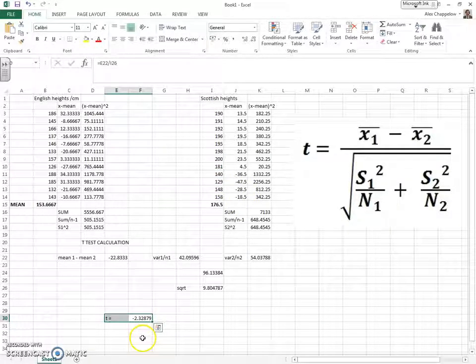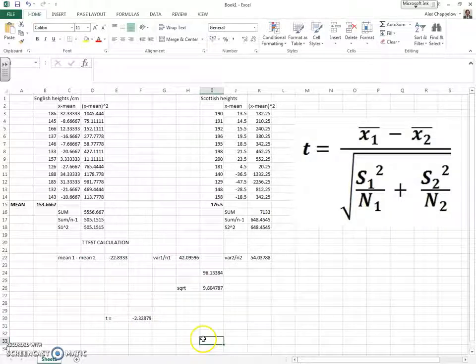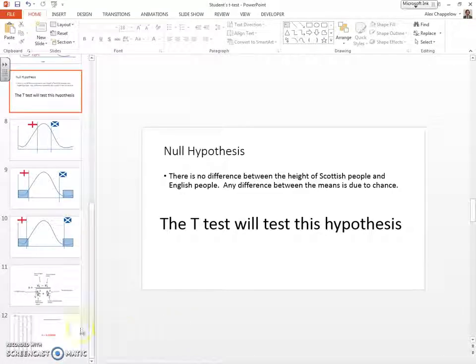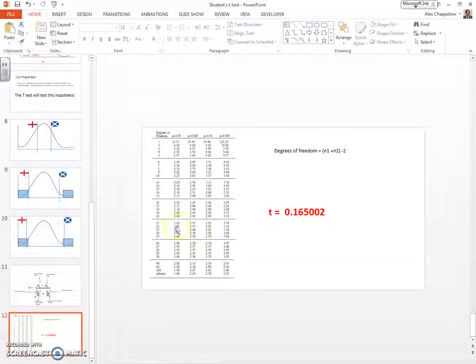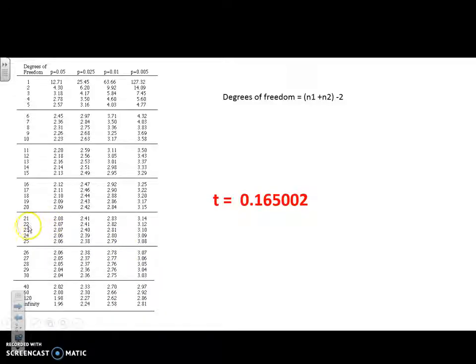And the good news is we can just ignore that. The fact that it's negative is simply due to the fact that I've done the English mean minus the Scottish mean. I could have done it the other way around. I could have done the Scottish mean minus the English mean. So actually, ignore the minus sign there. My t-value is now 2.33-ish. Well, let's go back to the table. 2.33 with 22 degrees of freedom.